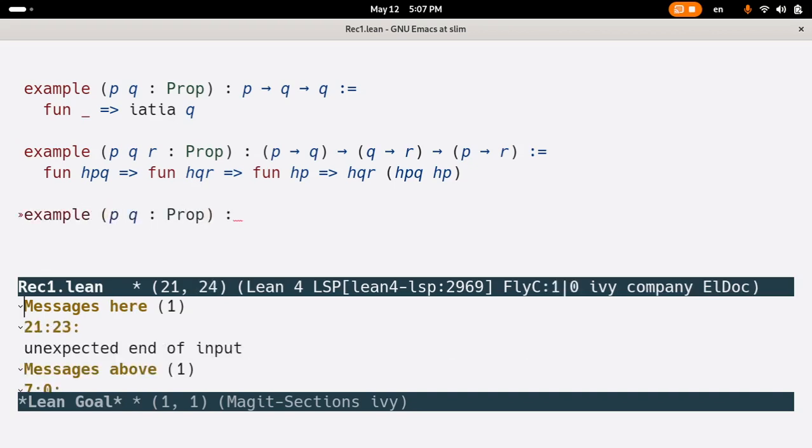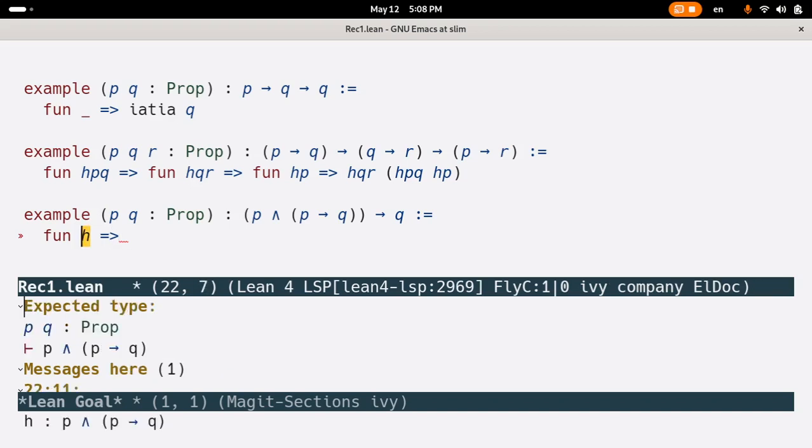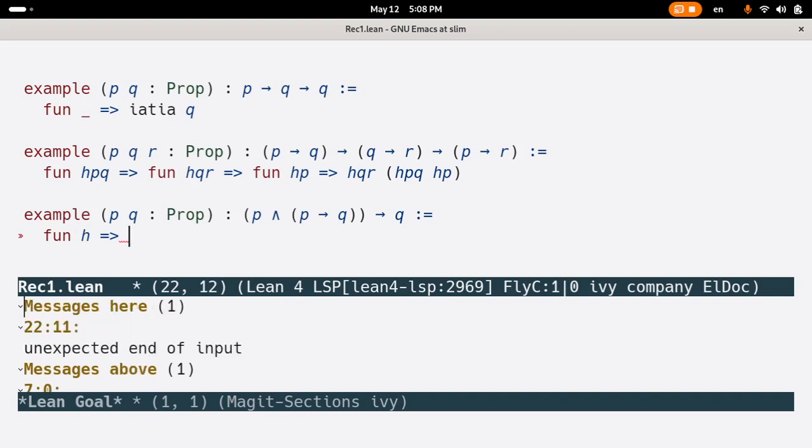So let's say p and q are propositions. The rule called modus ponens in logic is usually stated as follows: p and (p implies q) implies q. Notice that the statement we have to prove is again an implication. So we take the hypothesis as the argument. And if I move here, you can see that this has type p and p implies q. And now we have to produce a proof of q.